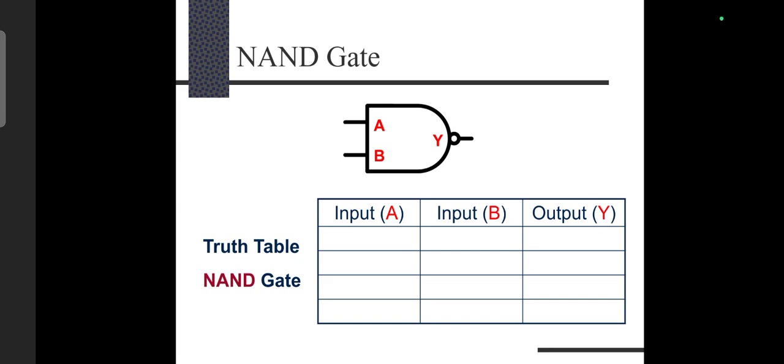Here the inputs are capital A, B and the output is Y. When 0, 0 is applied, the output is equal to 1. When 0, 1 is applied, the output is equal to 1. When 1, 0 is applied, the output is equal to 1. Finally, when 1, 1 is applied, the output is equal to 0.